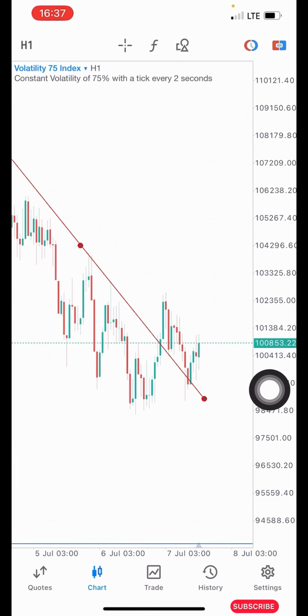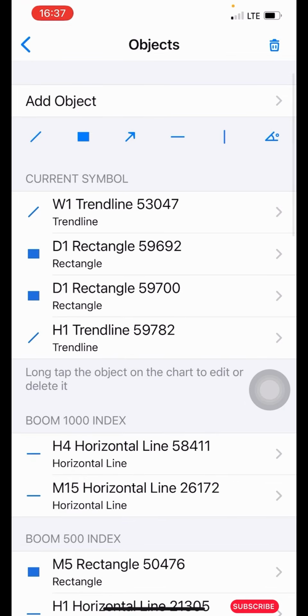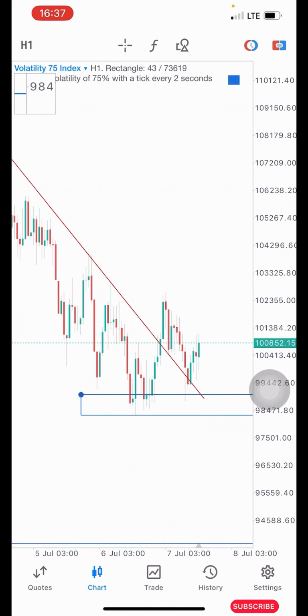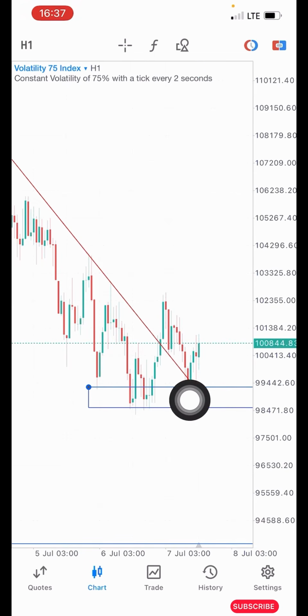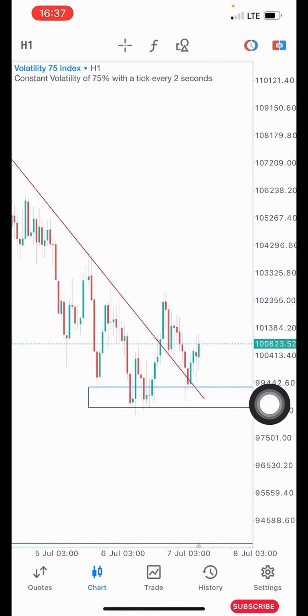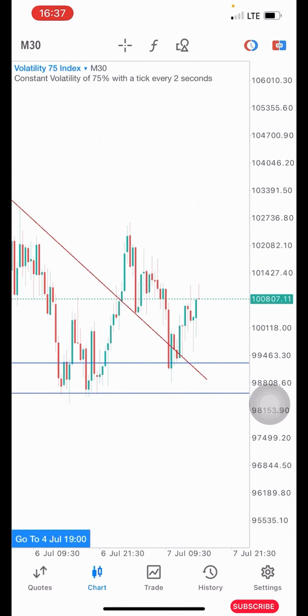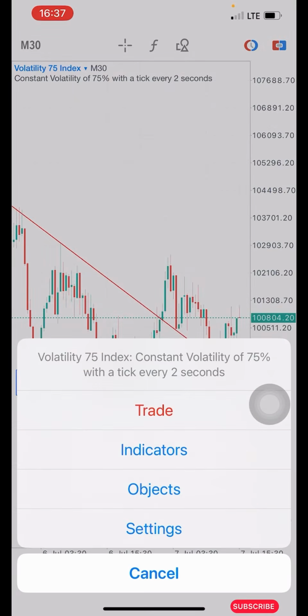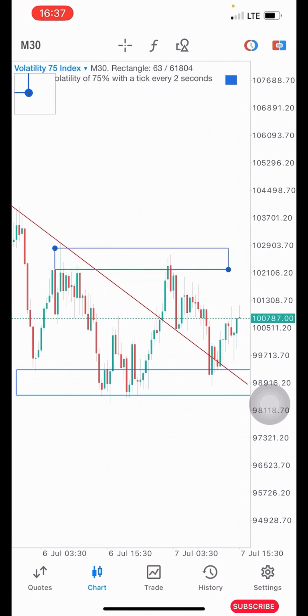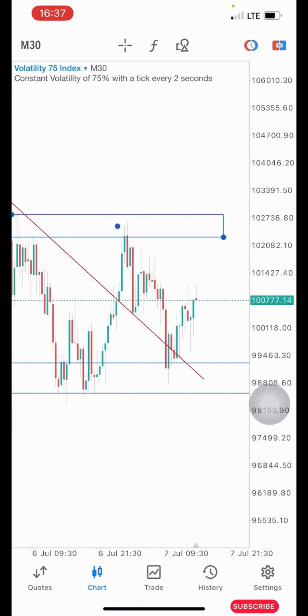Now here you can see that there is a support area down here that price has bounced from. Based on this, I will go down to the 30-minute time frame. If I'm to look for a buy entry here, my TP area is going to be around this place, around this area. It's kind of too late already for me, but I can still take entry if I want, and this is how I'm going to do it.